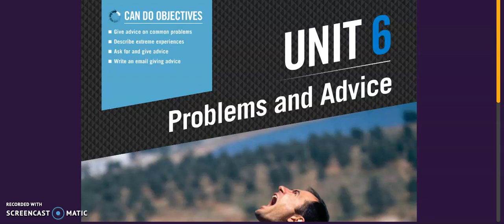Hello guys, today we are going to see a guide on instructions to complete Unit 6. The topic for today is going to be problems and advice, and we are going to read in Spanish problemas y consejos. So we are going to read the objectives. The main objective is to give advice on common problems. So we are going to know how to give advice for some problems, dando consejo a problemas comunes.